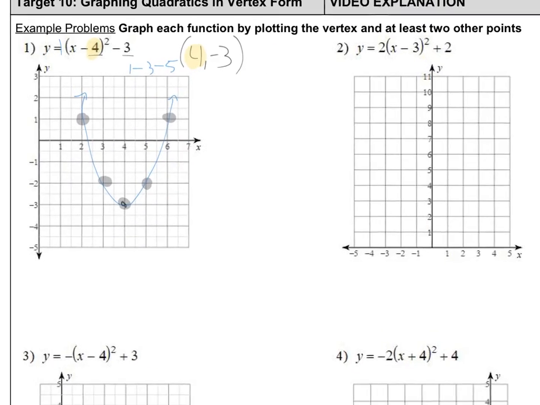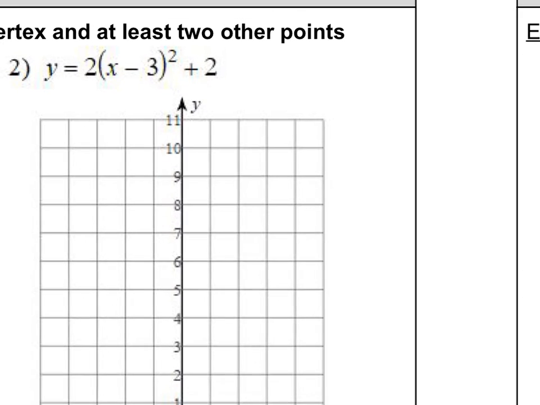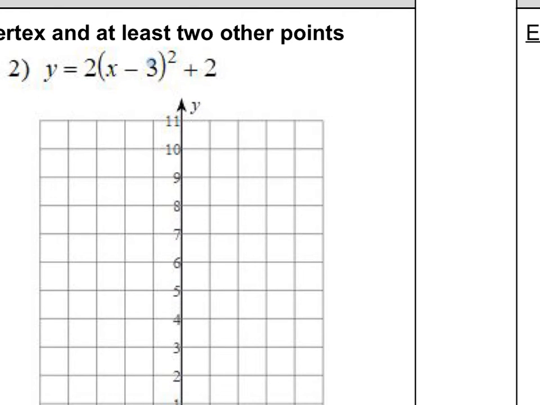Next one, number 2. 2 times the quantity, x minus 3 squared plus 2. Well, I can just look at this and get my vertex. So my vertex is going to be positive 3 comma 2. Remember, this value for x is always going to be the opposite of what you'd intuitively think. And my a value is telling me that I need to use a 2, 6, 10 pattern. Once I have my vertex plotted, I'll go up 2 over 1, up 6 over 1, up 10 over 1.